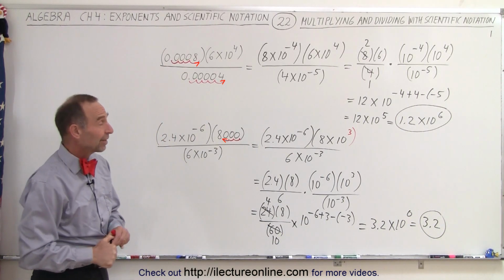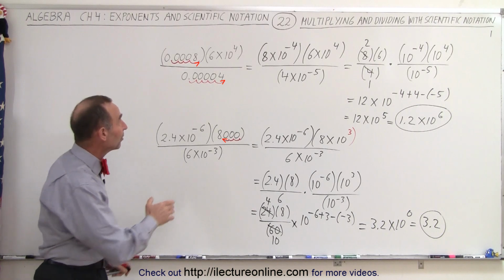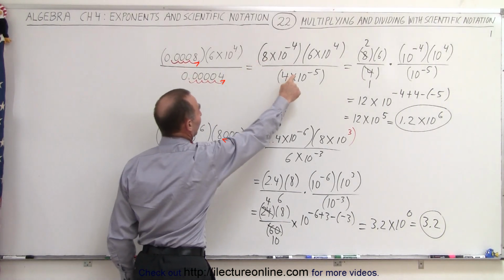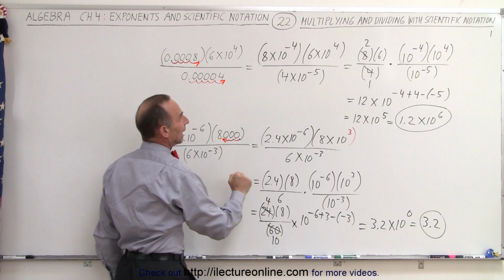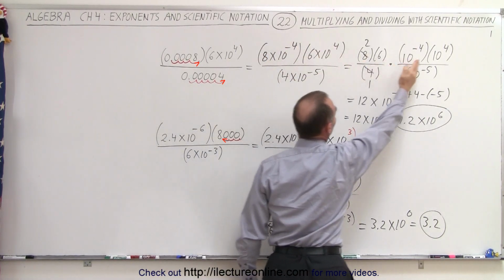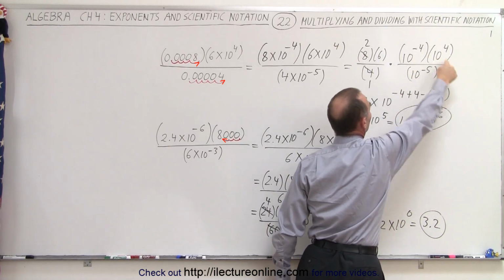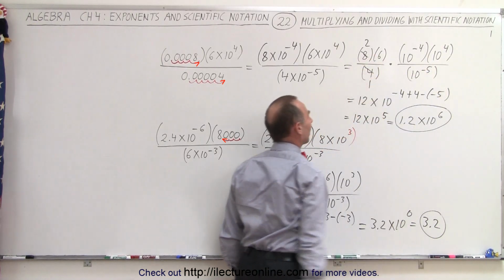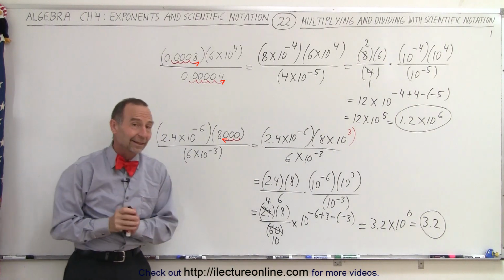So that's how we deal with scientific notation. If the numbers are not written in scientific notation, we convert them to that format, like we did over here. And then we separate the factors from the portions where we have 10 to some exponent. We use the rules of exponents on the right side, and we simply work this out as we normally do. And that is how it's done.